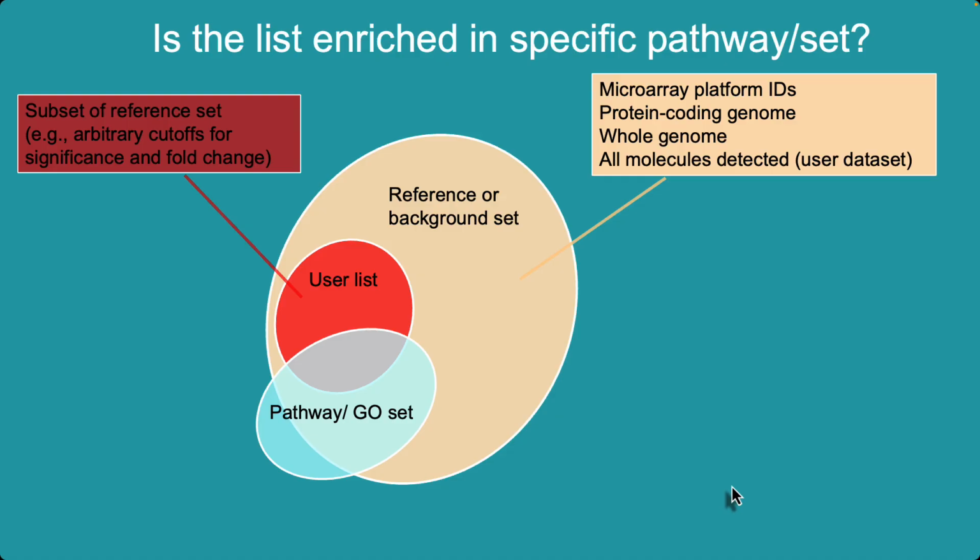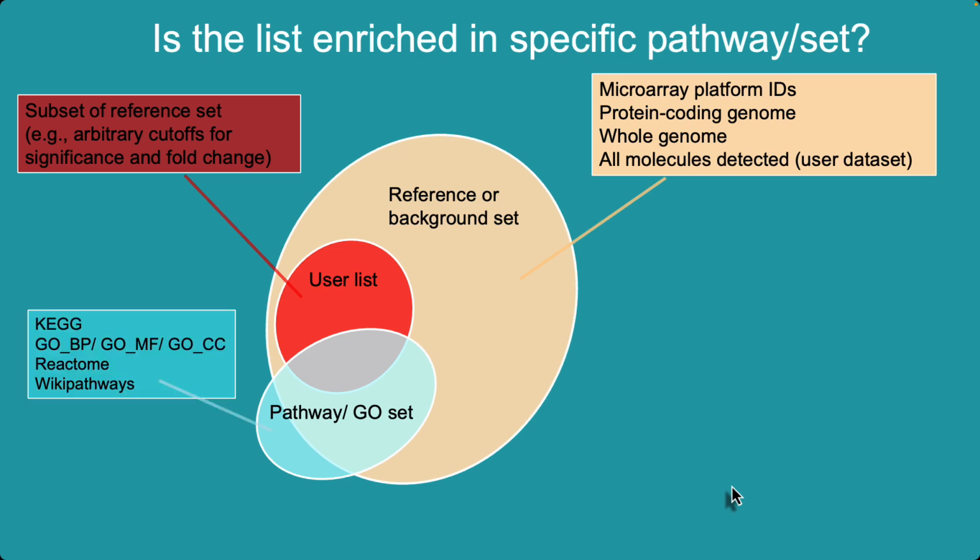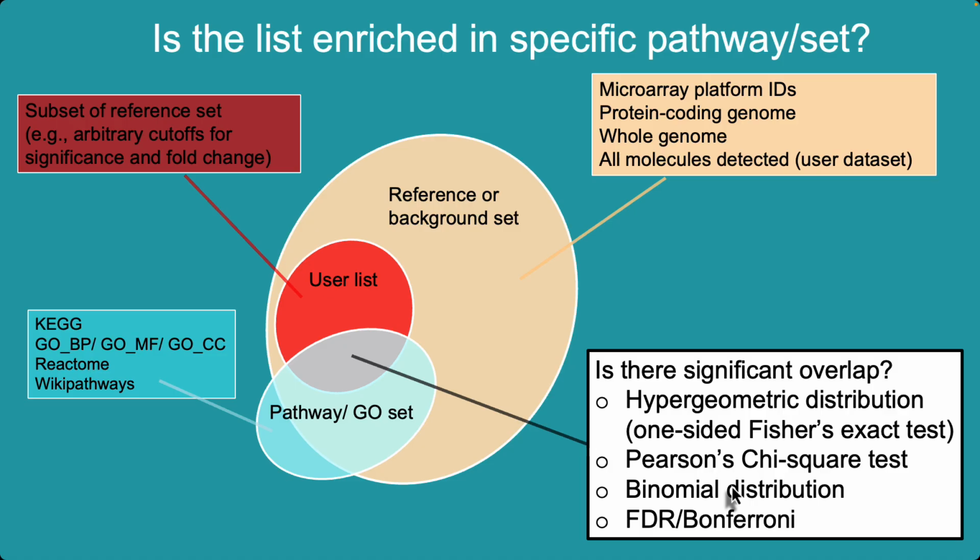So the user list should be a subset of this reference set, and it's going to be set by an arbitrary cutoff of significance and fold change. And we're going to use pathway databases or gene ontology databases to see if those are enriched in our user list by using a Fisher exact test or hypergeometric test.